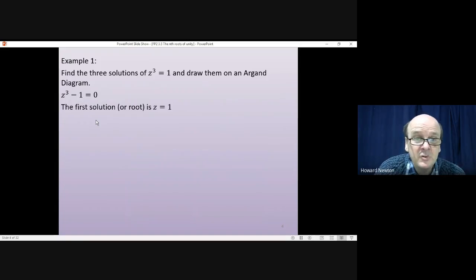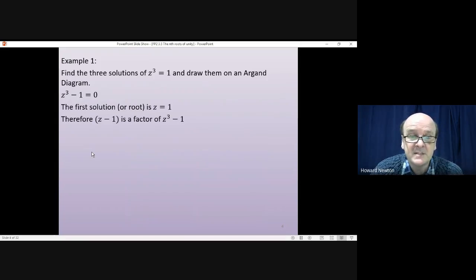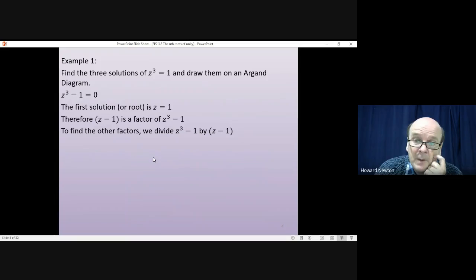Now, if that's a root, that means that z minus 1 must be a factor of z cubed minus 1. Once you've found a factor, you can divide through by it to find other factors. So if we divide z cubed minus 1 by z minus 1, we'll get this quadratic factor as well, z squared plus z plus 1. And we now need to find out when this quadratic is equal to 0.